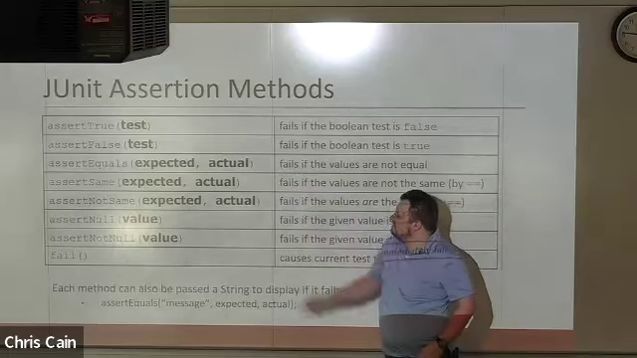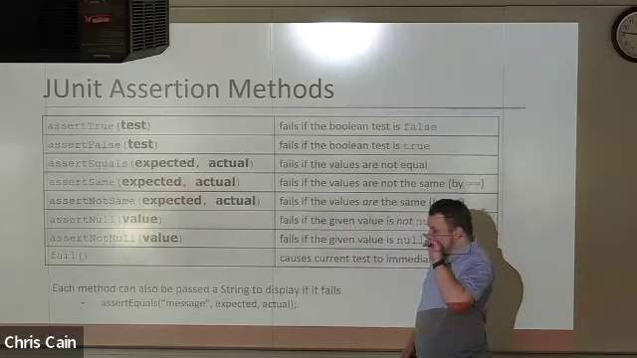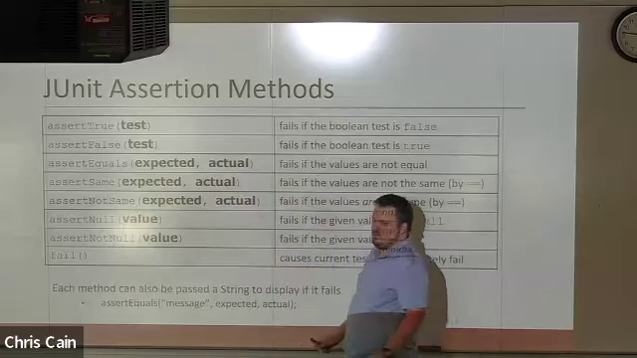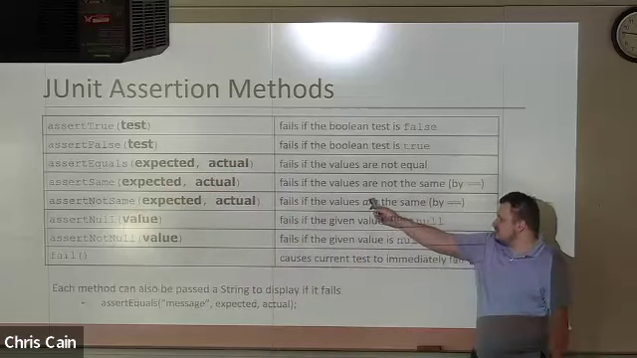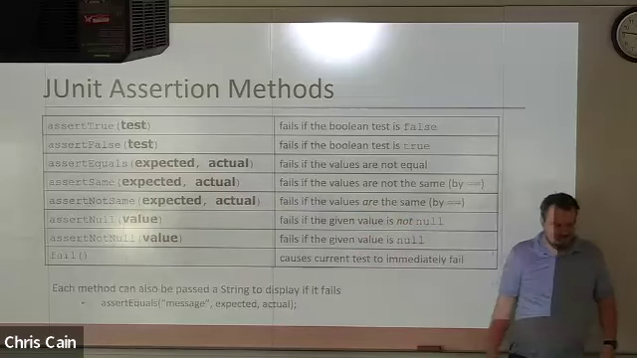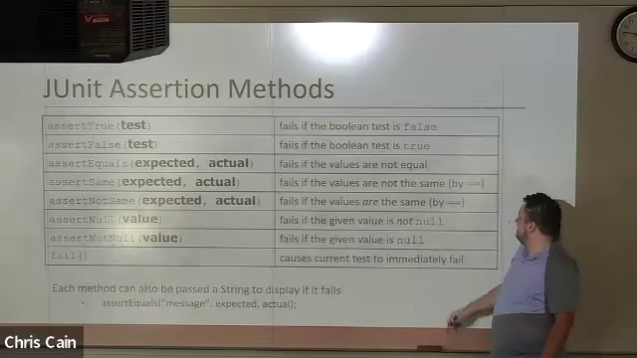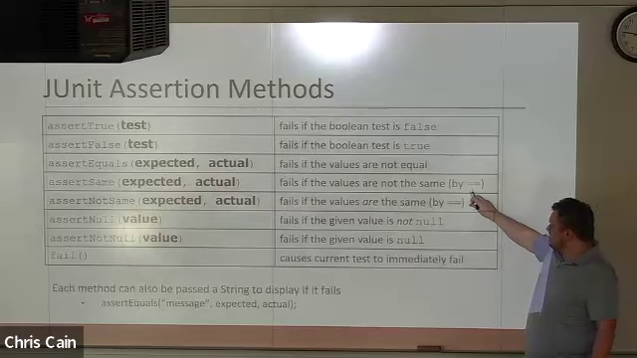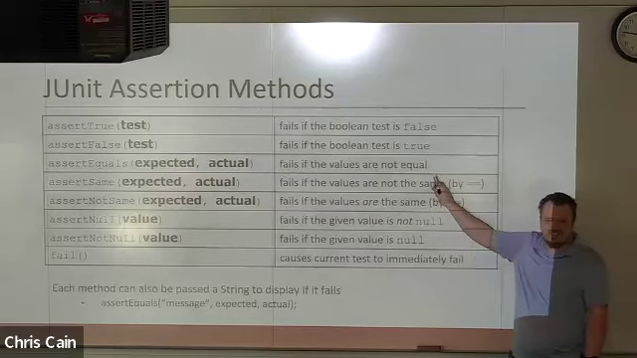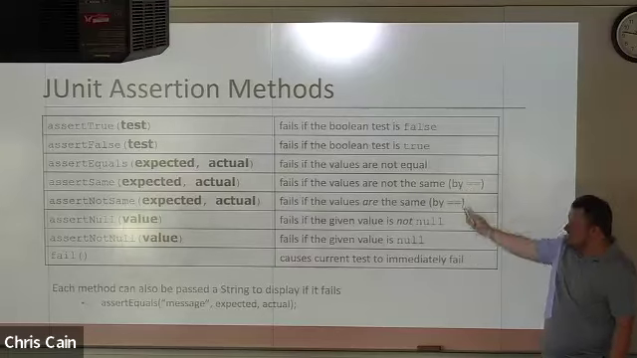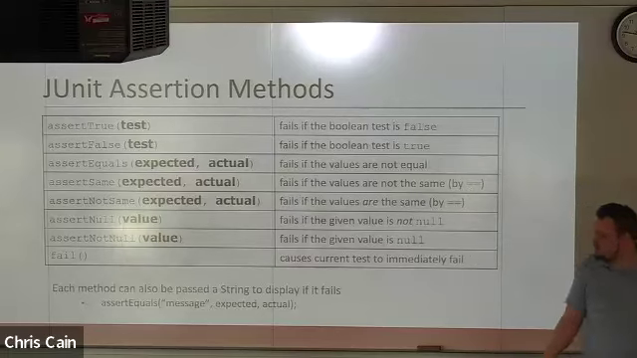Assert equals. This allows you to put in an expected expression and an actual expression, and then it will just check whether or not these expressions have the same value. You can assert same. This will check equals equals as opposed to the dot equals. So whenever you have a string's dot equals, you want to assert equals. If you're comparing primitives with equals equals, then you can do assert same.